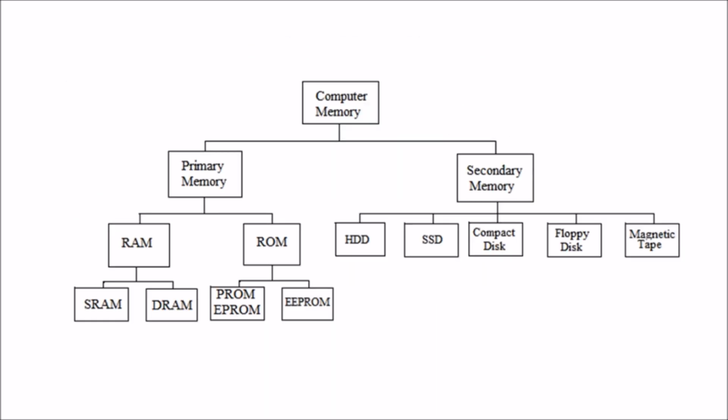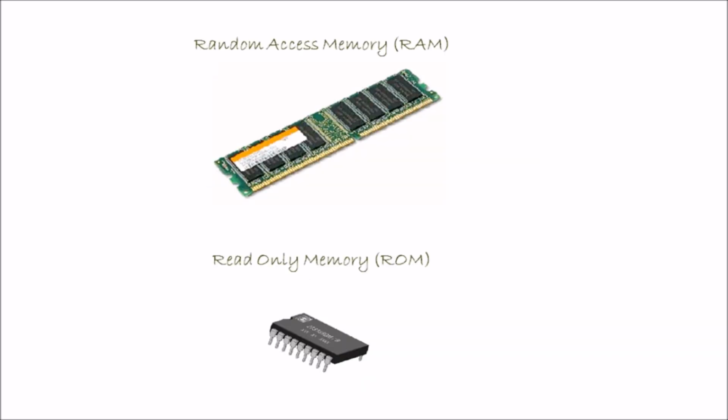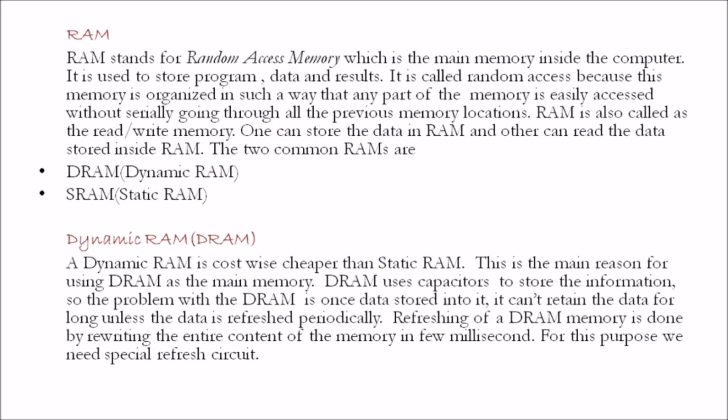The diagram shows the types of memory with examples. These are the images of RAM and ROM. RAM. RAM stands for Random Access Memory, which is the main memory inside the computer. It is used to store program, data, and results. It is called random access because this memory is organized in such a way that any part of the memory is easily accessed without serially going through all the previous memory locations.